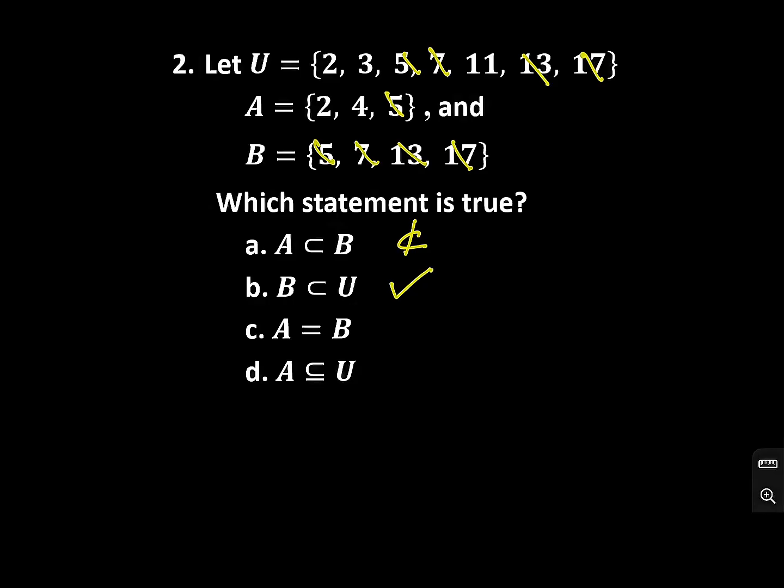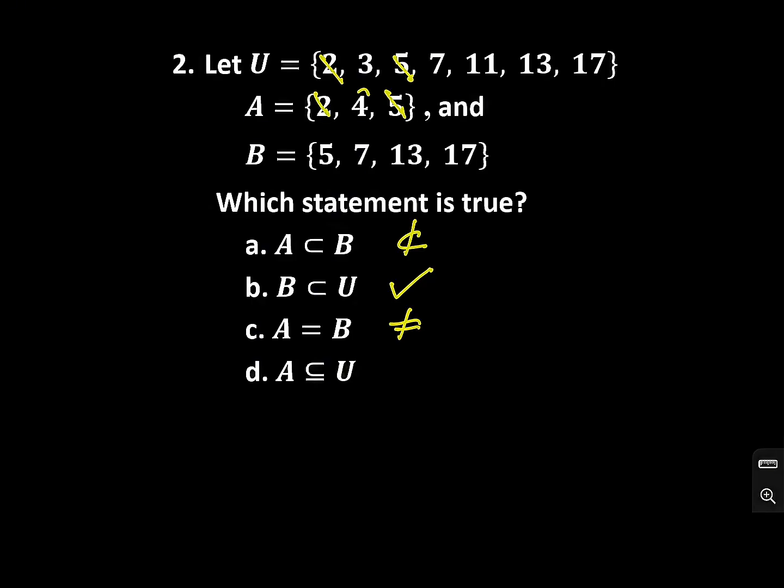If we're going to check all the elements in set B, 5, 7, 13, 17 can also be found in the universal set. So we have a true statement here. While in letter C, A is equal to B. It's a false statement because it's not equal. They have not represented equal cardinality.